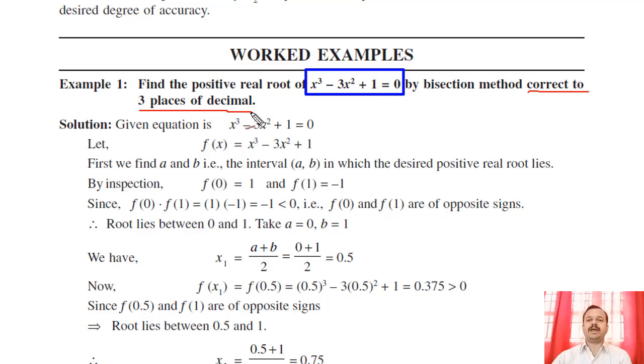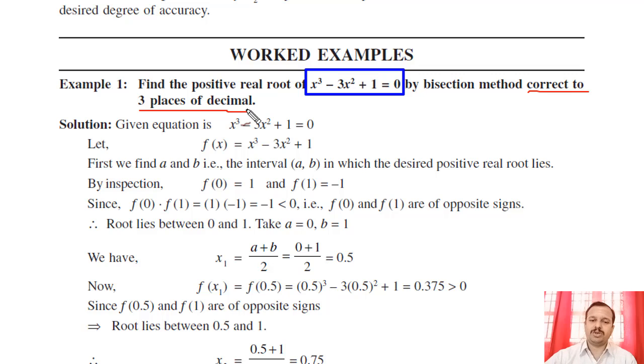What is the meaning of this, correct to 3 places of decimal? The meaning is that two consecutive values of x, that is the x value obtained in, for example, the kth iteration, and the x value obtained in its previous iteration, that is the k minus 1th iteration, must be same up to 3 decimal places. That is the thing we have to see, whether they are same. Then we say that the solution is correct to 3 places of decimal. So that is the thing we have to look at.